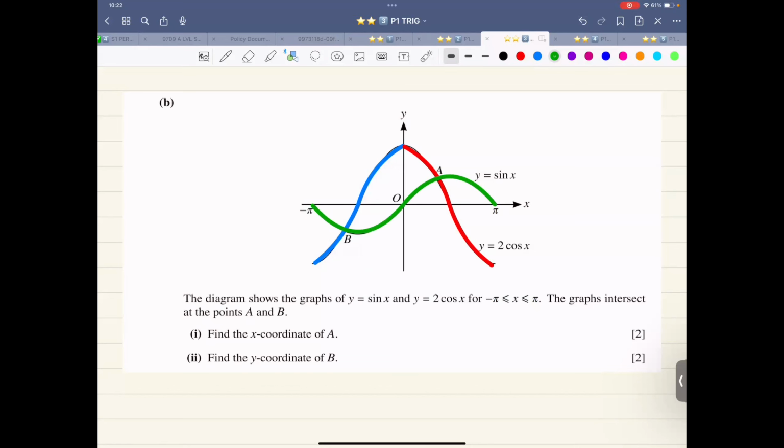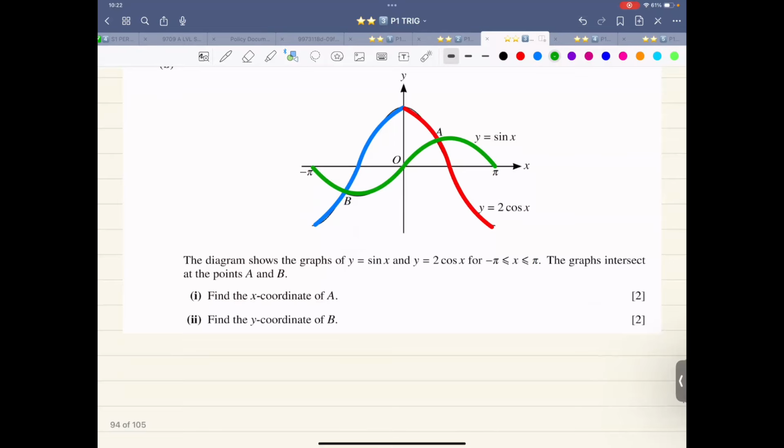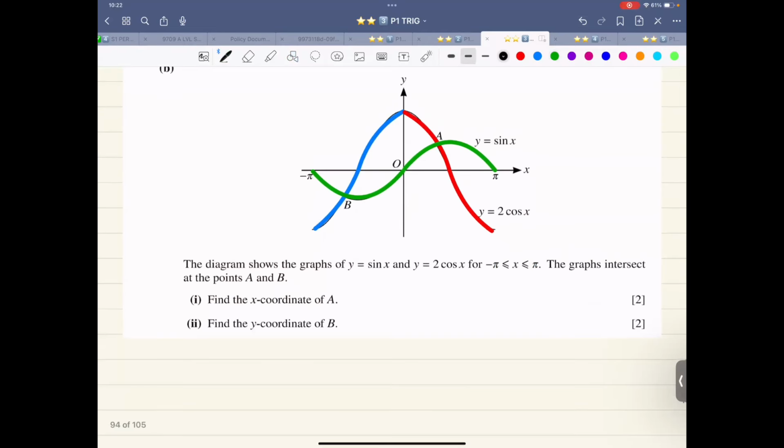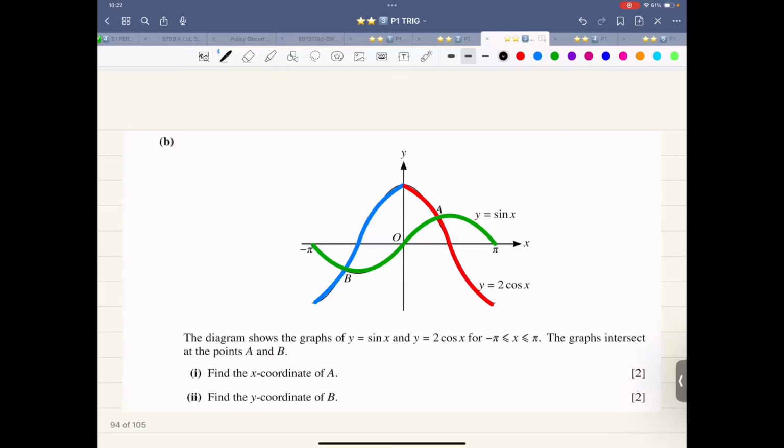Okay. So now the question says, the diagram shows the graph. The graphs intersect at point A and B. Find the x coordinate of A, find the y coordinate of B. Simple equation. First of all, let's write it down. Sine x is equal to 2 cos x.